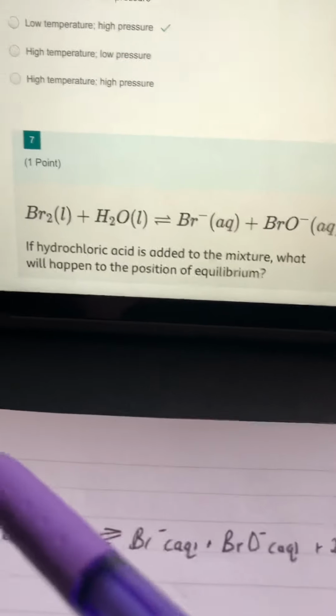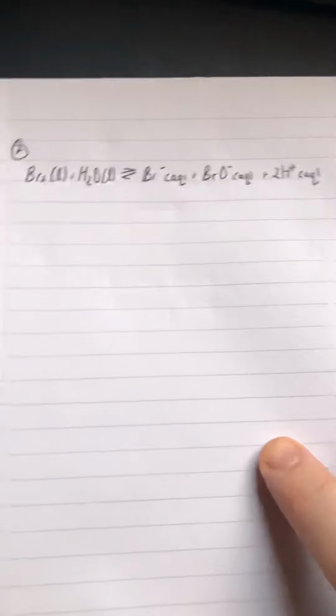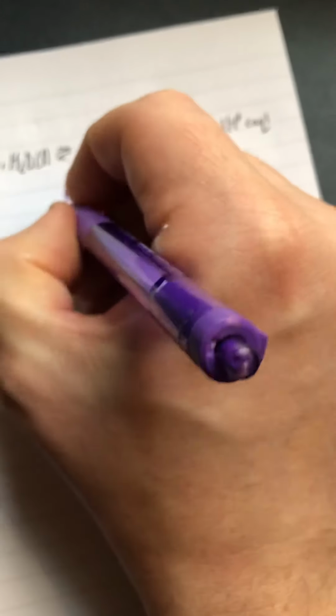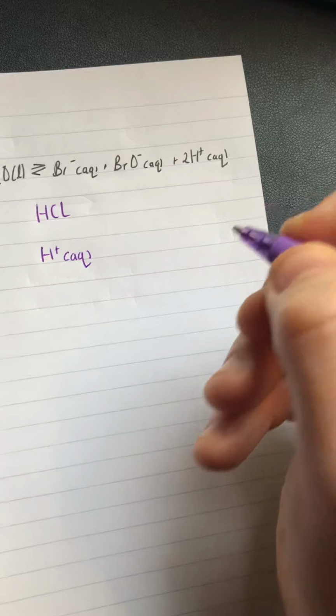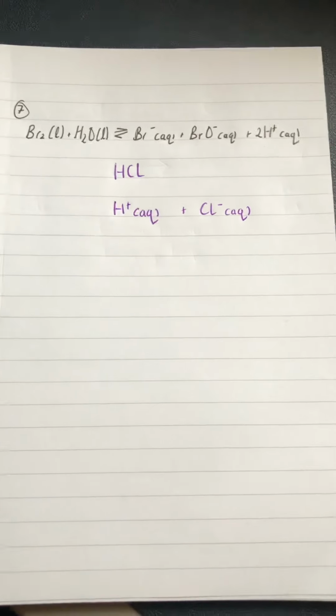So if hydrochloric acid is added to the mixture, what will happen to the position of the equilibrium? So what do we need to think of here? We've got our balanced chemical equation. The expectation is, at higher chemistry level, you know the chemical formula for hydrochloric acid is HCl. You should also know that hydrochloric acid dissociates, which means splits up into two ions that are the H+ ion, the ion present in all acids, and Cl- ion.